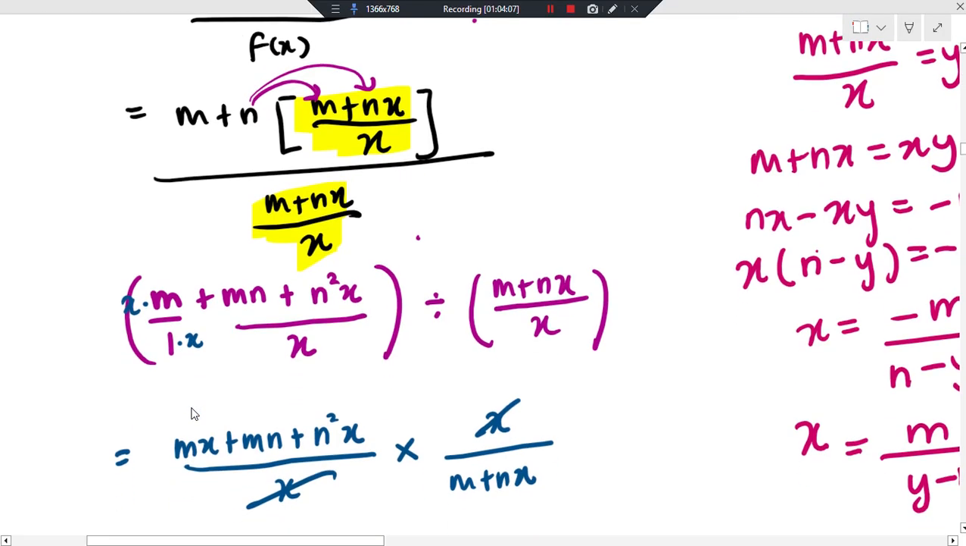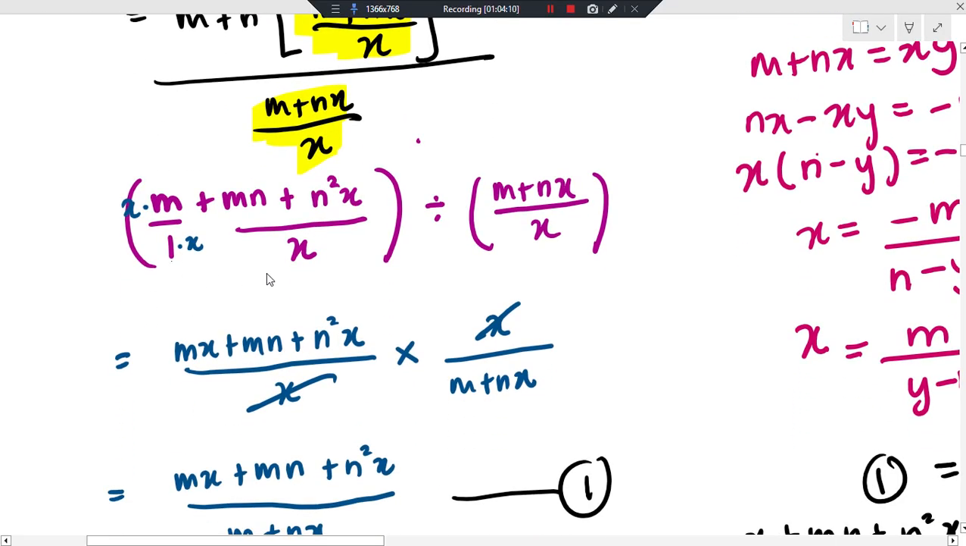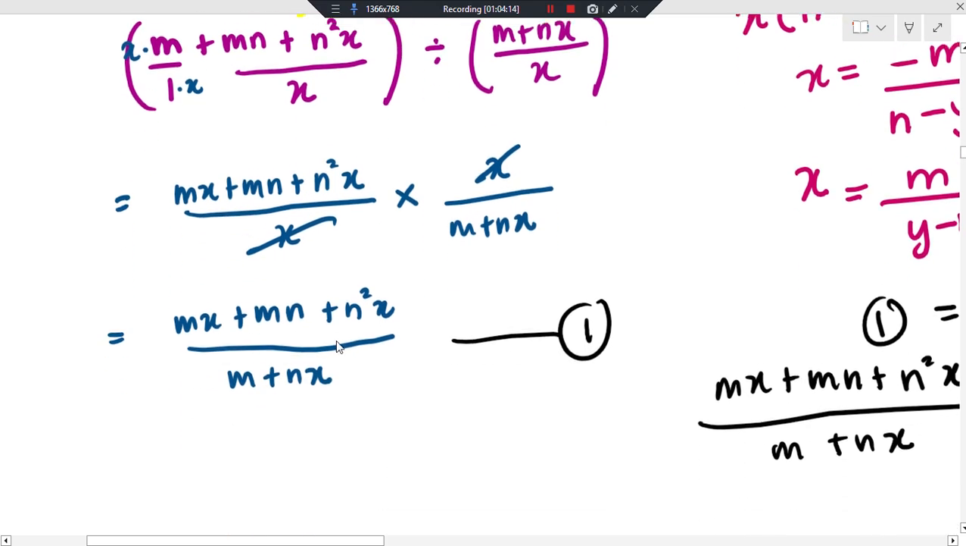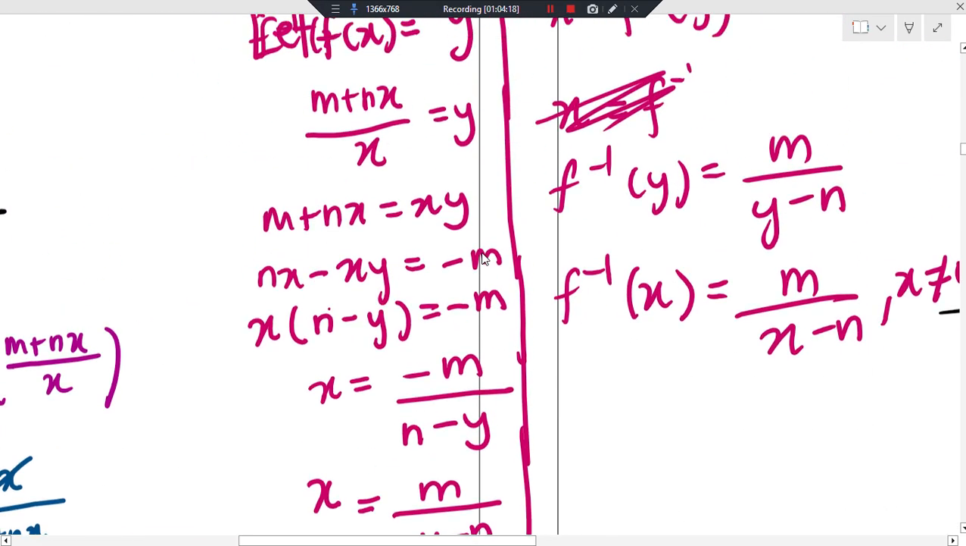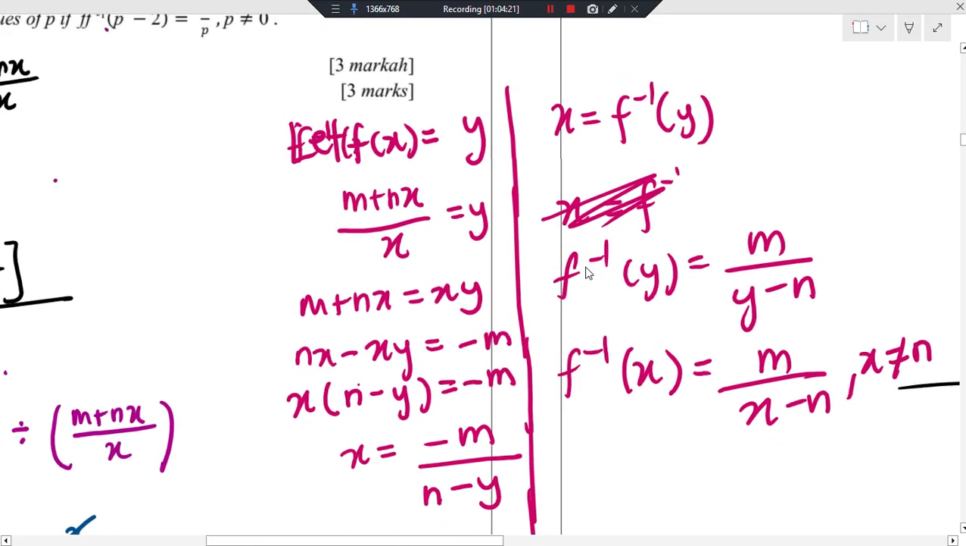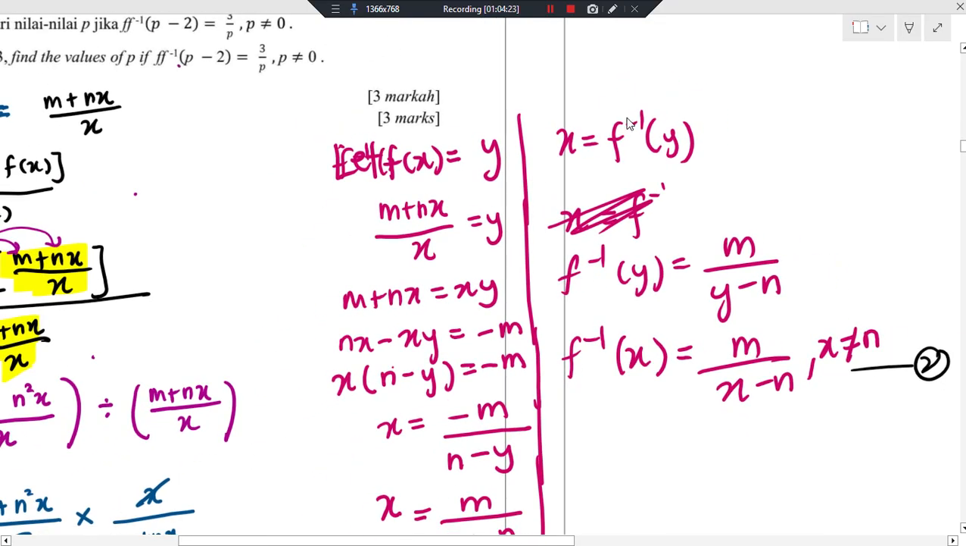M plus nx equal to y, so xy equal to m plus nx, and nx minus xy equal to negative m. X kita jadikan subjek, n minus y, dia akan jadi y minus n, m. So m equal to x minus n. Okay, betul lah. So far kita buat benda yang betul.